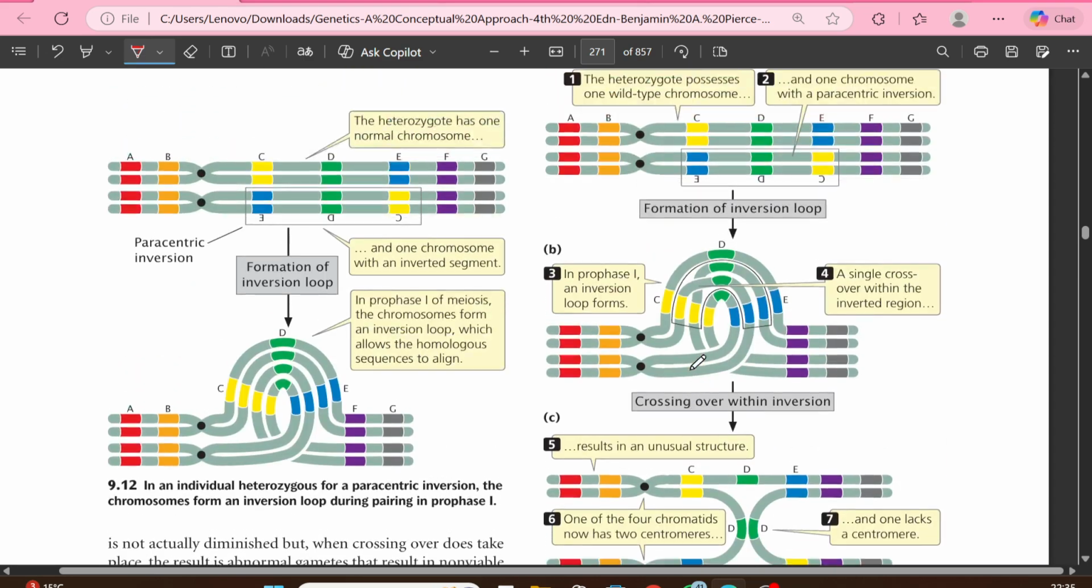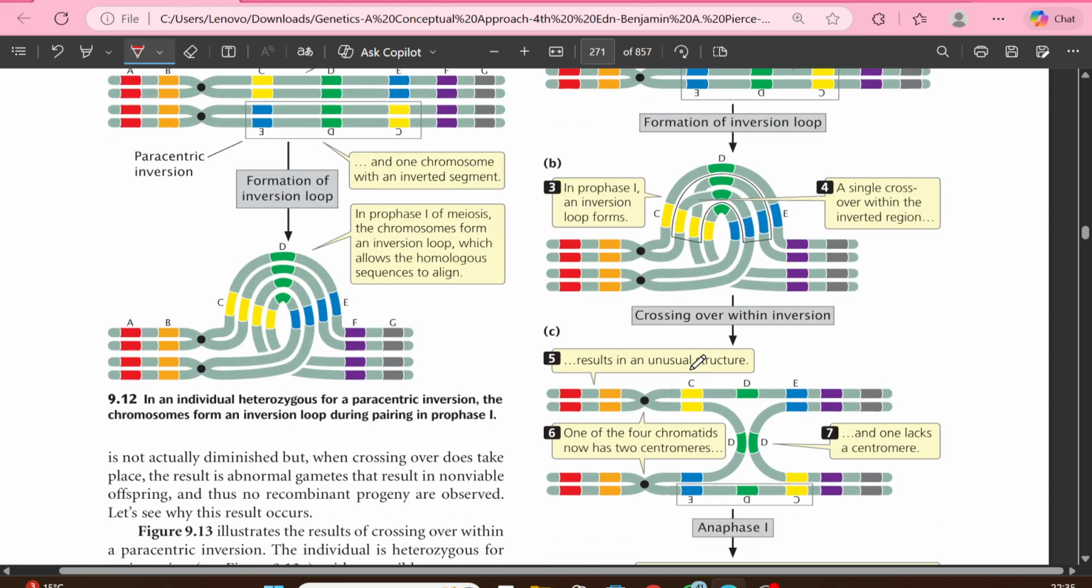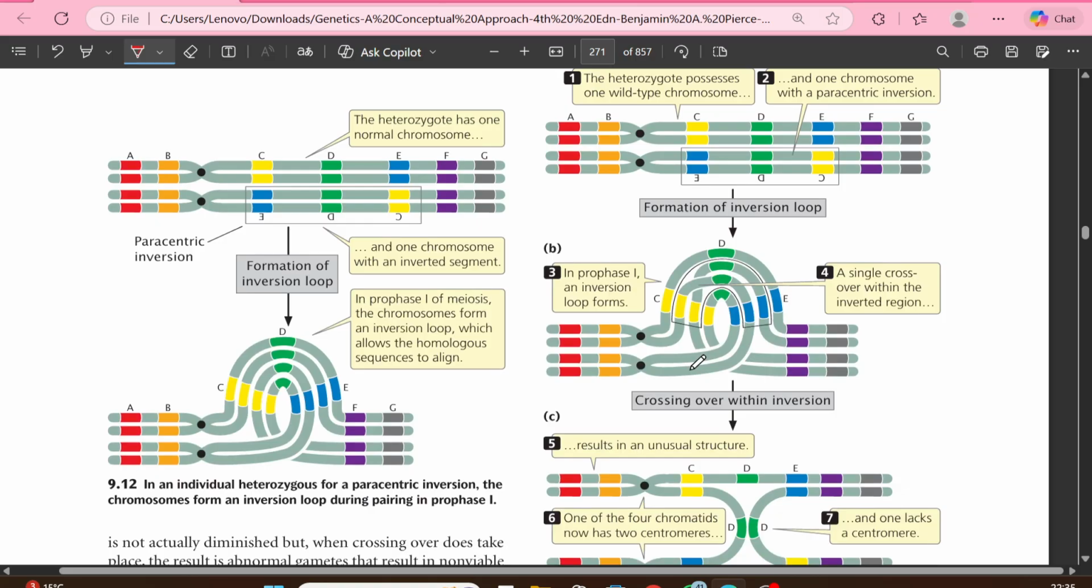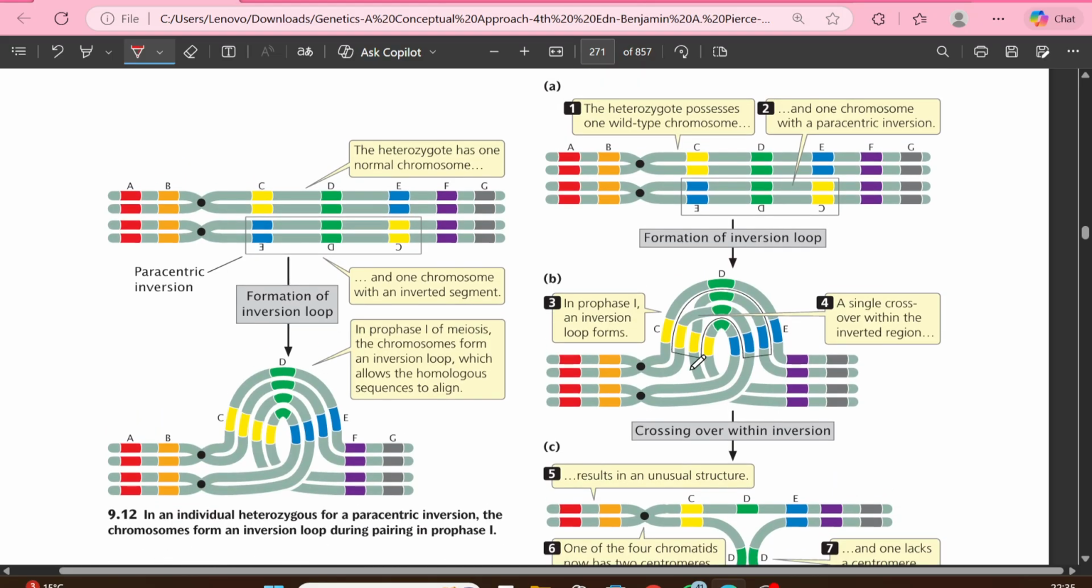Okay, now we should move to the first part, that is the paracentric inversion. Let's try to not complicate this. Let's try to understand it in simple terms. What is the paracentric inversion? Paracentric inversion is the one where the centromere is not involved.